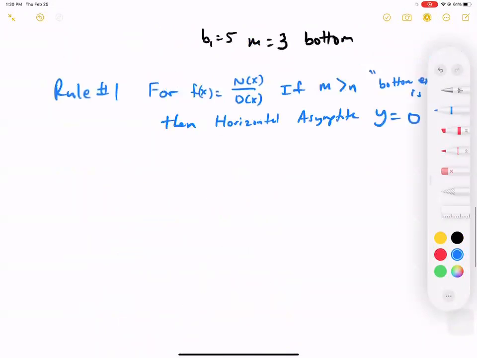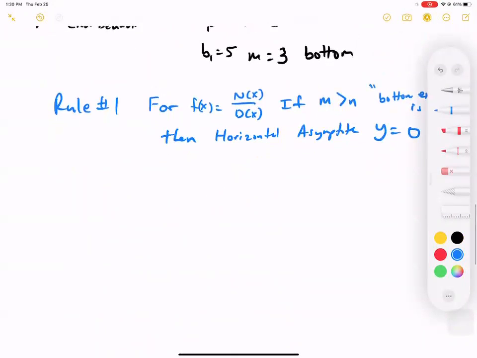If I give you a very simple example, if I write 3x squared plus 1 over 2x cubed, here's our very simple example. Who has a bigger exponent, the top or the bottom? You guys would agree the bottom has a bigger exponent, right? So let's start plugging in numbers.